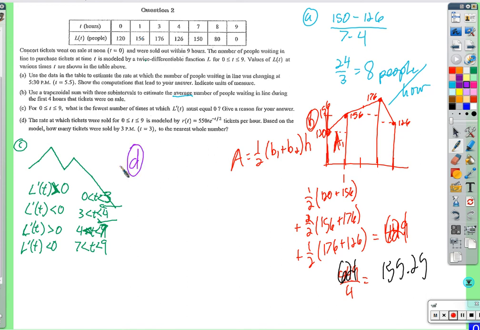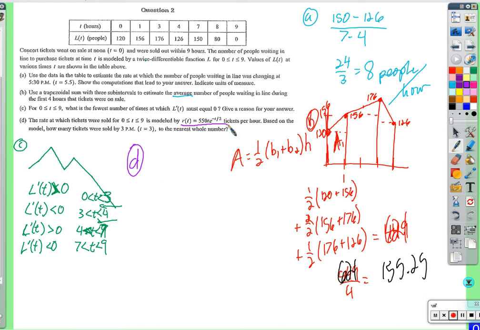The rate at which tickets are sold is modeled by this function. Based on the model, how many tickets are sold by 3 to the nearest whole number? This is related to the table, but it doesn't exactly have anything to do with the table directly as far as numbers go. Because 120 people might be in line, but even if they started selling tickets, it doesn't mean that 120 people will buy tickets. It takes time to sell tickets. This function is the one that tells us how quickly tickets are being sold. Not how many tickets are sold, but at what rate they're being sold per hour.